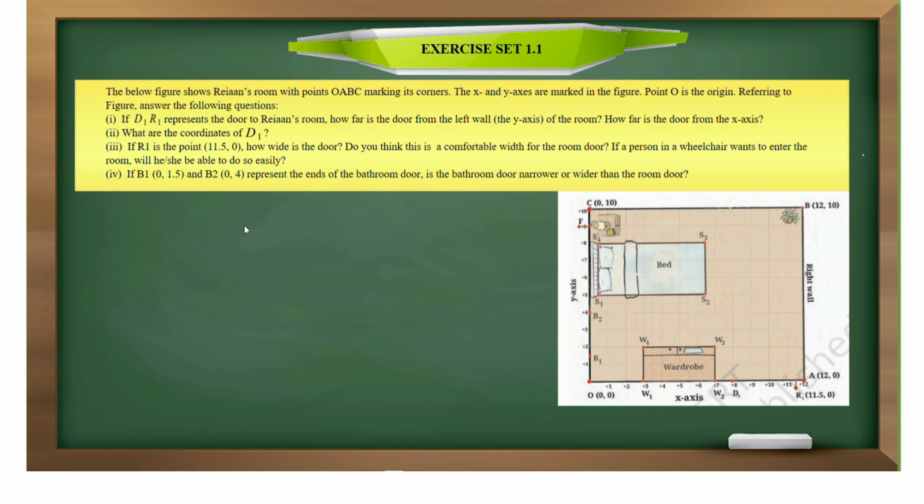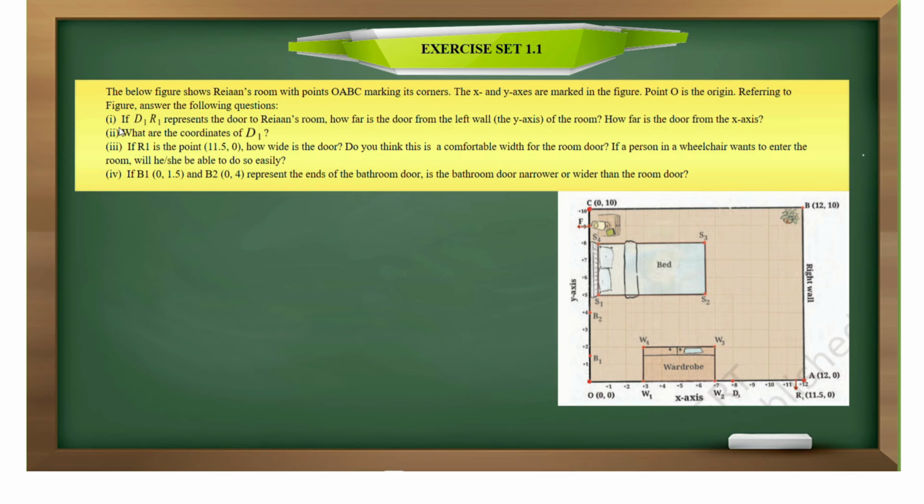In this class we are going to discuss exercise set 1.1, and the question given is: the below figure shows the Ryan's room, with points O, A, B, C marking its corner. The x and y axes are marked in the figure and the point O is the origin here. Referring to the below figure, we have to answer the following questions. So this is the given figure which shows the Ryan's room.